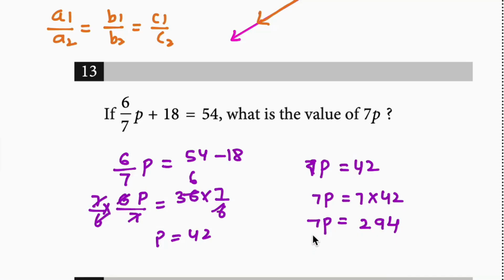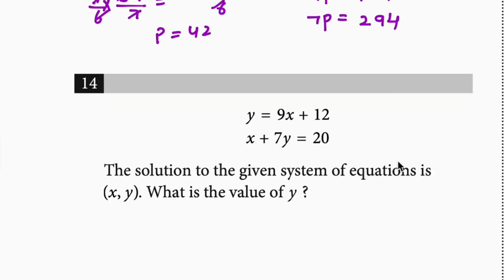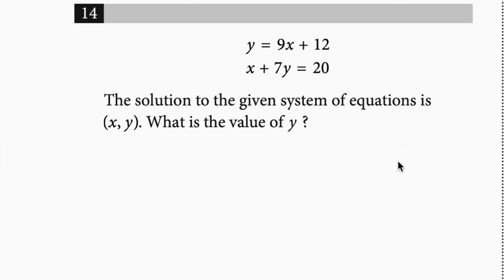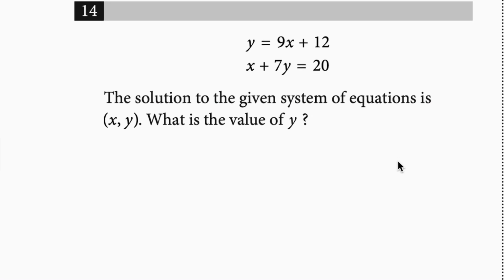Always see these kind of questions. You will find that, okay, the variable directly is not asked most of the times. So read the question carefully. Now, 14th question I want to do with you. So just pause the video for a minute and try it, right? And once you are done, start it again and check it.